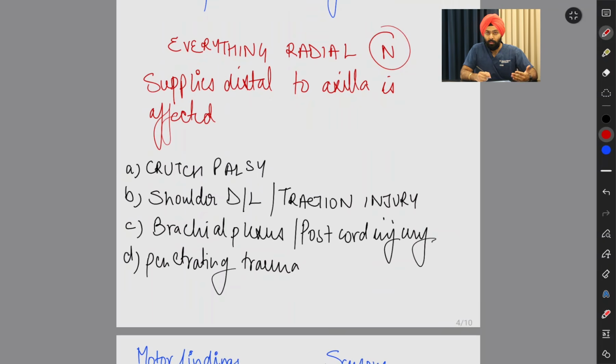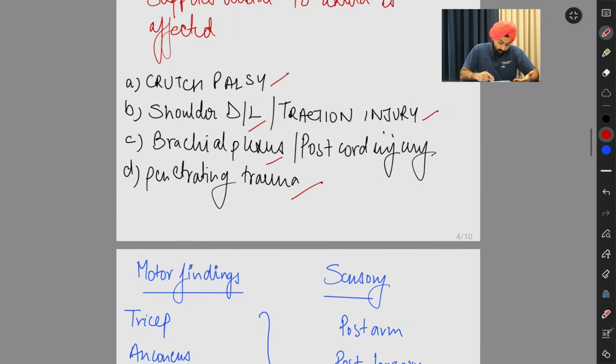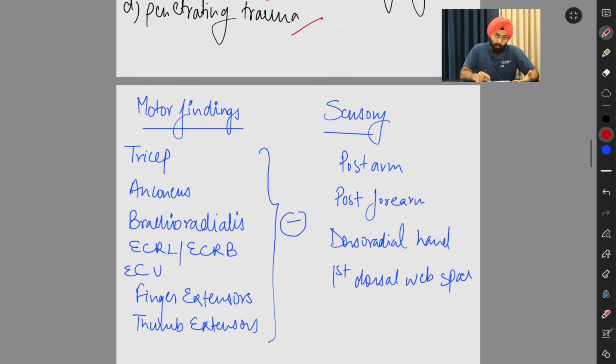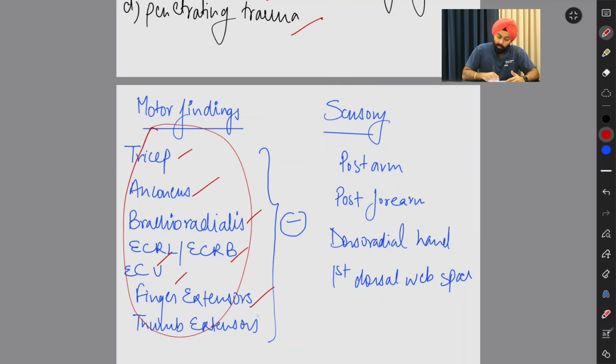So the most common example is crutch palsy, shoulder dislocation or any traction injury, any brachial plexus injury due to road traffic accident or penetrating trauma. So the motor findings will be, if there is no supply distal to the posterior cord part, then all our muscles that are being supplied by the radial nerve get affected. Triceps, anconeus, brachioradialis, ECRL, ECRB, ECU, finger extensors, thumb extensors all get affected. Similarly, in the sensory component, all of these get affected.